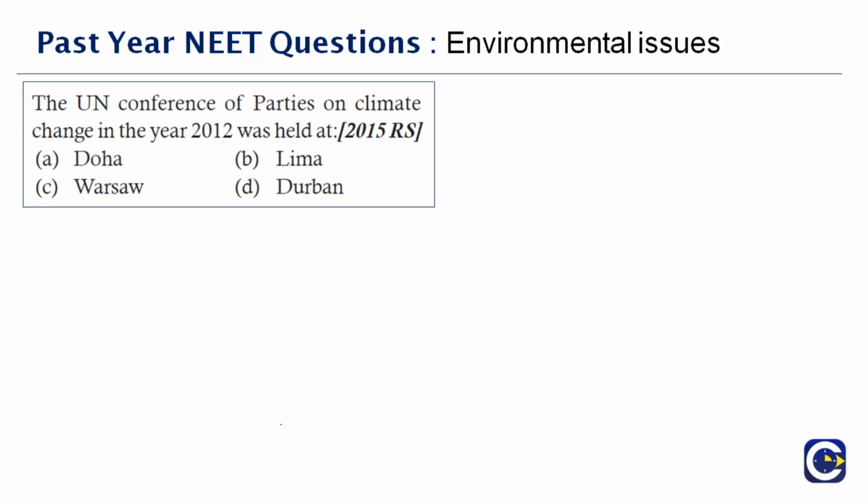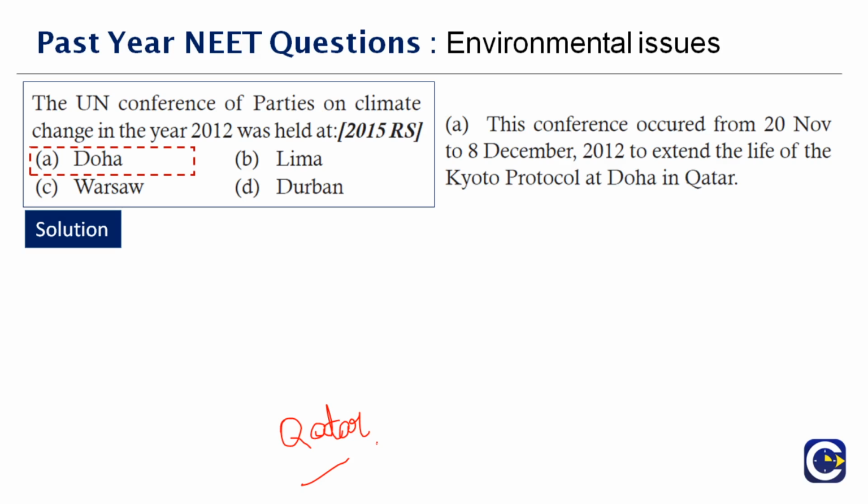Next question here. The UN Conference of Parties on Climate Change in the year 2012 was held at dash. Again, this question was asked in the year 2015. It's a direct question. We just need to know where it was held. This was held in the year 2012, and the place is Doha. This conference occurred from 28th November to 8th December of 2012 to extend the life of the Kyoto Protocol at Doha. And where is Doha? It is in Qatar. Therefore the right answer to this question is option A.